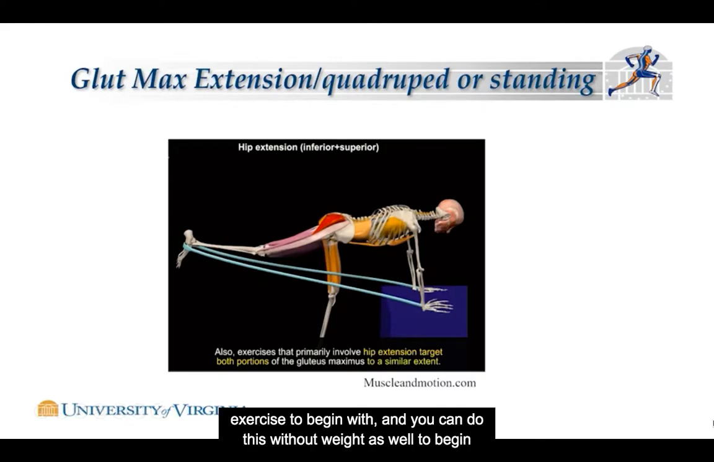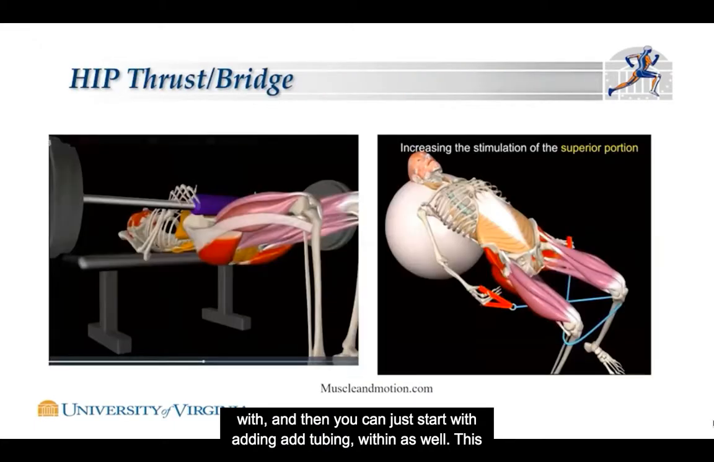And you can do this without weight as well to begin with, and then you can just start with adding tubing with them as well. Here's an example of that hip bridge. You can see those muscles that are involved in there. And this is another exercise that you can utilize to put a band around them. You can put a TheraBand around there, all right?